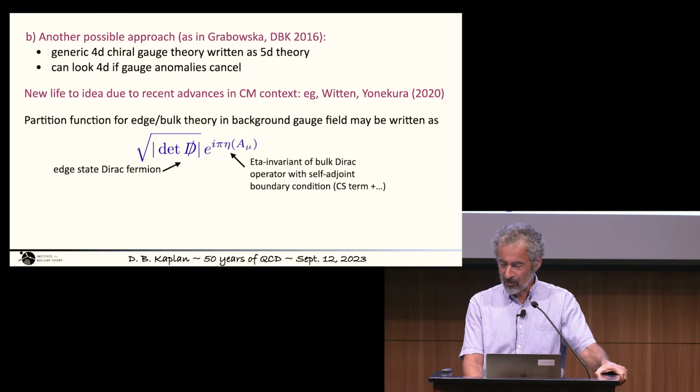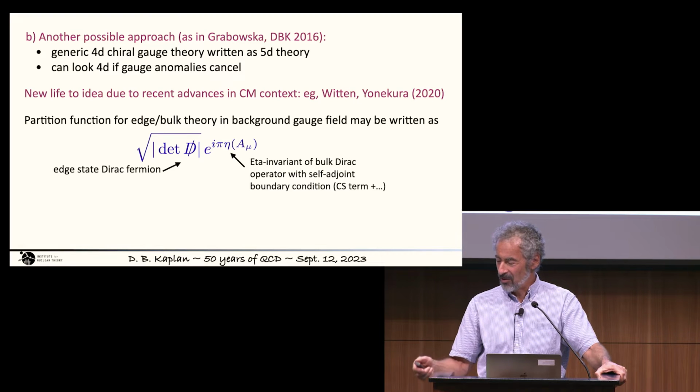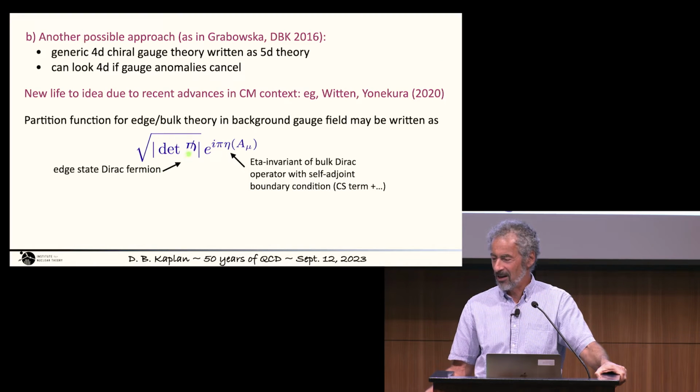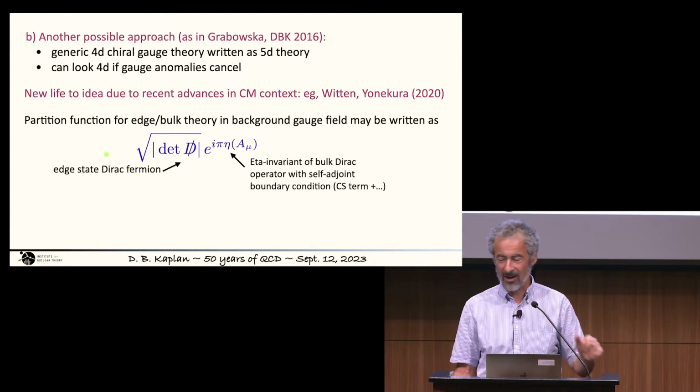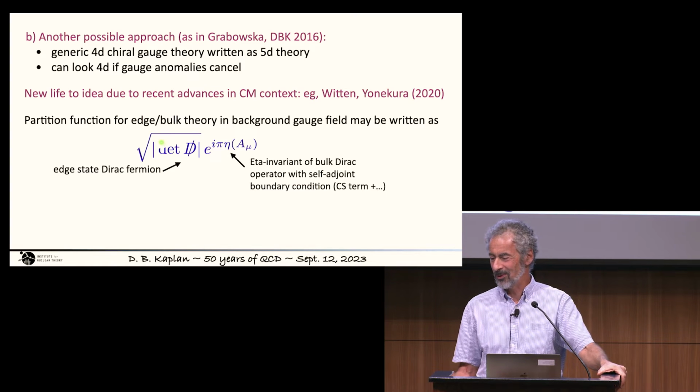In particular, there's this formula that appears in a paper by Witten and Yonekura, that the generic partition function for an edge state with a bulk, this is very similar to the Kaplan-Harvey picture, but it has some important differences. You get the square root of the Dirac determinant on the edge. Square root of the Dirac determinant is sort of what a chiral fermion is, but this is the modulus. Does not contain the phase. So this is something we can compute on the lattice, because you can compute a Dirac determinant in principle.